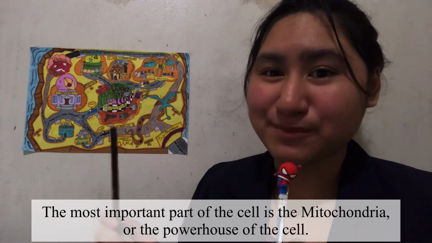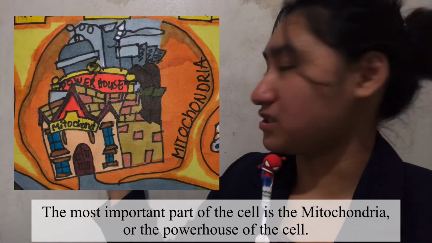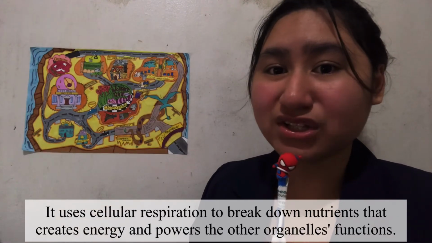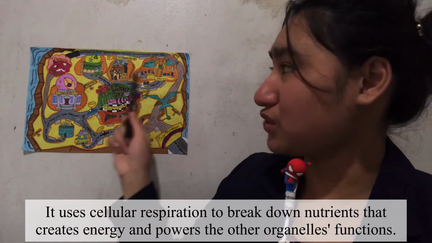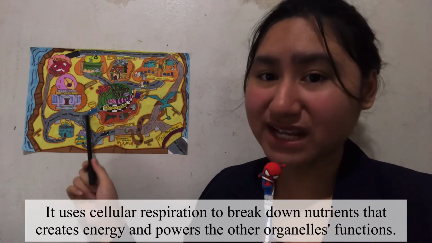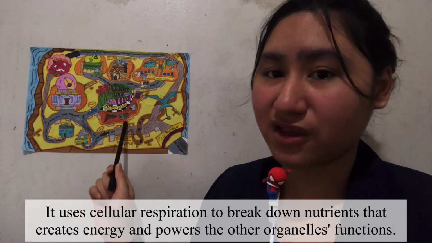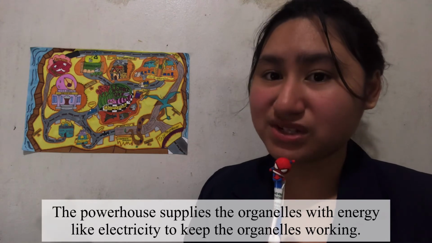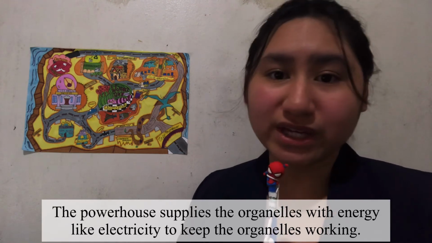And the most important part of the cell is the mitochondria, or the powerhouse of the cell. It uses cellular respiration to break down the nutrients, which creates energy and powers the other cell functions. The powerhouse supplies the organelles with energy, like electricity, that keeps organelles working.